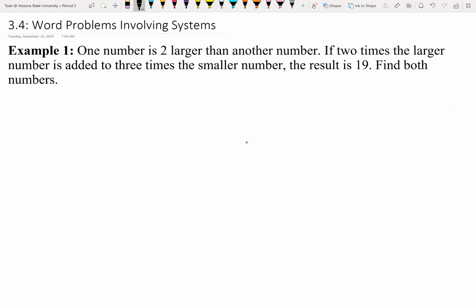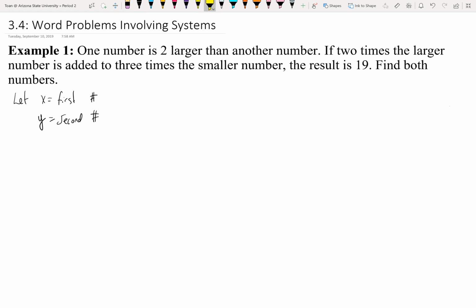The first thing I like to do is define my variables. So since they're asking us to find both numbers, I'm going to let x equal the first number and let y equal the second number. Now I usually do this step in my head, but obviously you guys can't see what's in my head, so I'll write it down for the notes. Next, I'll reread the story and try to peel out important information. Anything that's mathematical that can translate into an equation, I will.